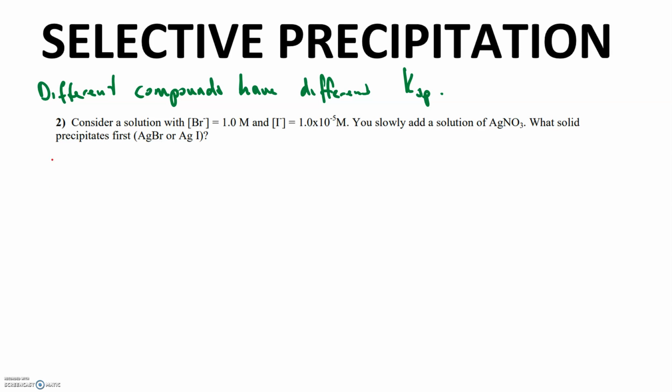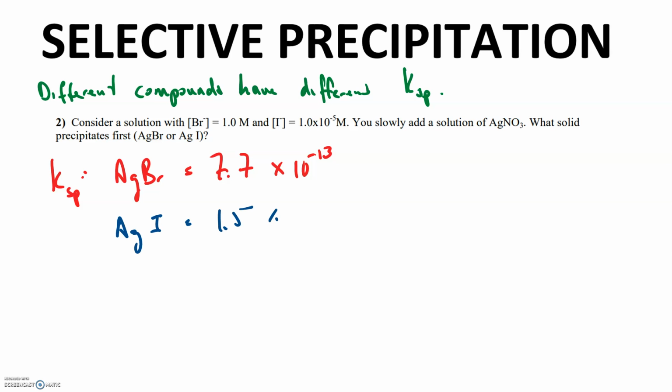Let's get some KSPs for these guys. The KSP for AgBr is 7.7 times 10 to the negative 13th. And for AgI, it is 1.5 times 10 to the negative 16th. Now these vary depending on what source you use, so be careful.